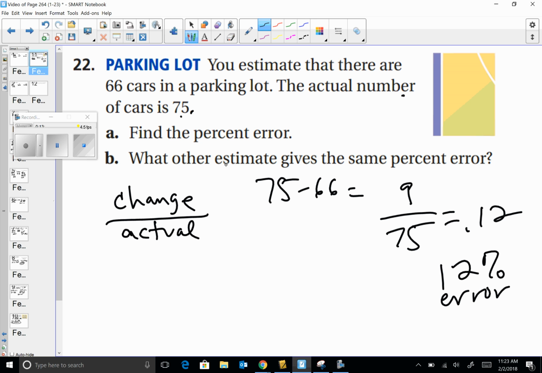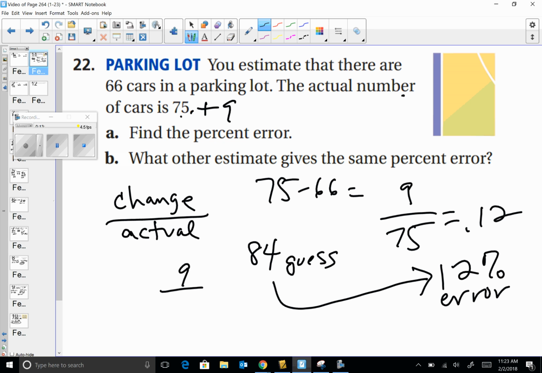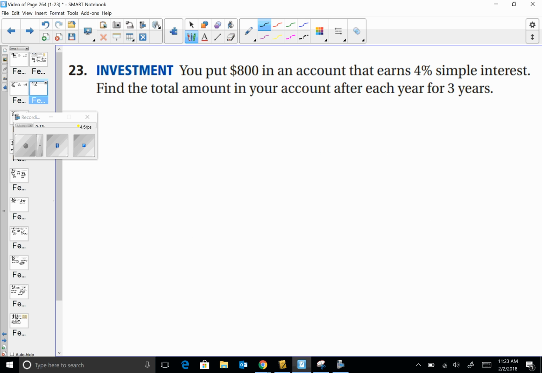Okay, and what other estimates give the same percent error? So instead of going below, since you guessed there were 66, if you went above 75 and added 9, that would give you 84. 84 as a guess would still give the same percent error, because again I would do 84 minus 75 and I would get 9, and then 9 divided by the actual of 75 would still give me that 12% error. Okay, all right, last one.